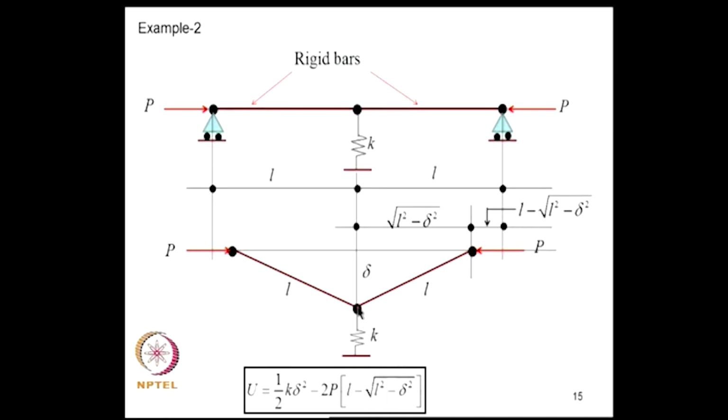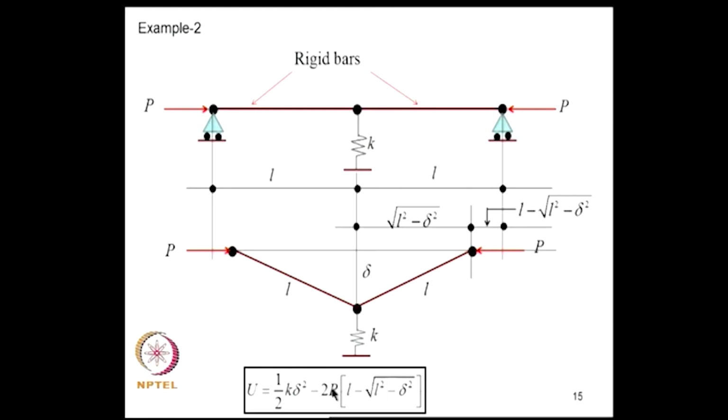How do I get that? This is a rigid link, therefore this length is L. So, this deflection is delta. This is a right angle triangle, therefore delta square plus this square must be L square. So, based on that I get this distance as square root of L square minus delta square. So, the distance by which the load has moved is L minus square root of L square minus delta square, and there are two such motions. So, that is why the factor 2 comes here.